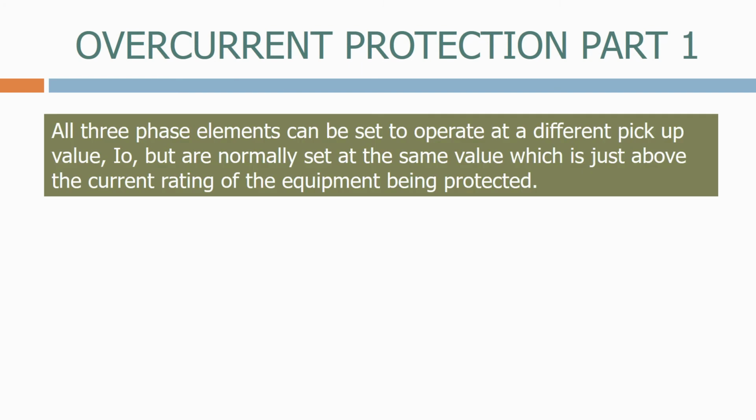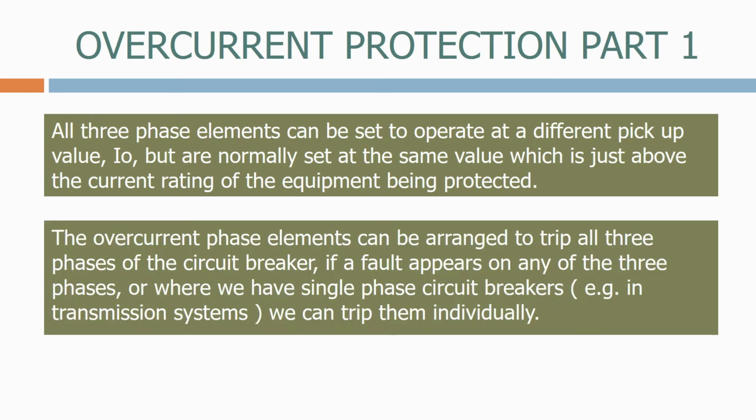All three phase elements can be set to operate at a different pickup value, IN, but are normally set at the same value, which is just above the current rating of the equipment being protected. The overcurrent phase element can be arranged to trip all three phases of the circuit breaker if a fault appears on any of the three phases. Or, where we have single-phase circuit breakers, for example in transmission systems, we can trip them individually.